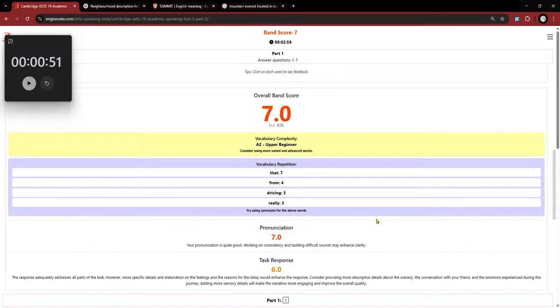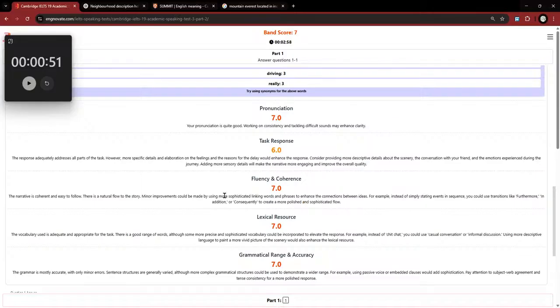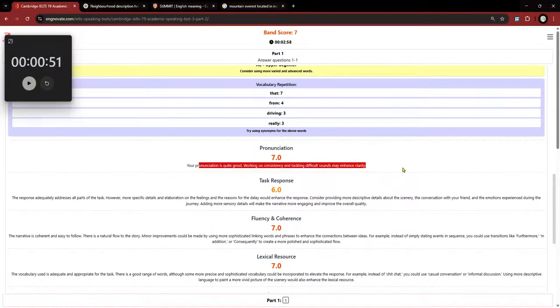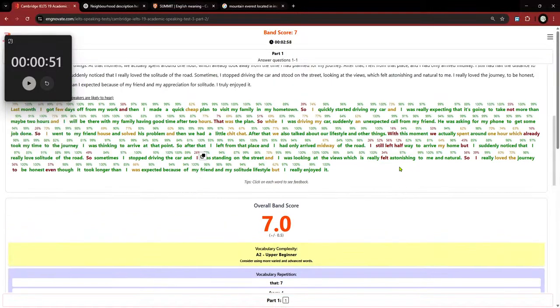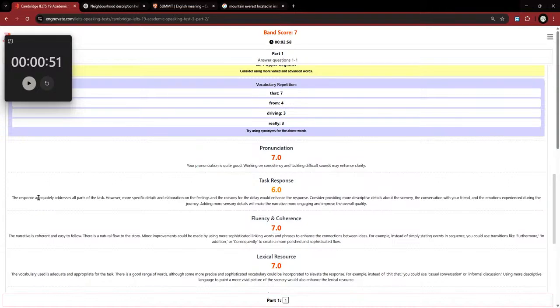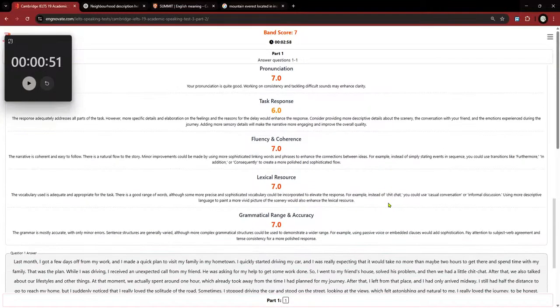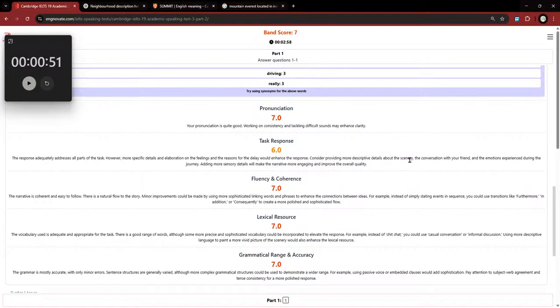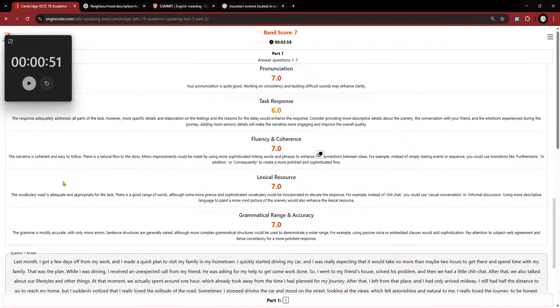Okay, 7. Finally. What made the difference from this one to that one? Pronunciation good. The responses were adequately addressing the task, however, more specific details in responses, especially the conversation you had with your friends, emotion experience during the journey, adding more sensory details. I think grammatical mistakes got better than before. The narrative was engaging, improving the overall quality, coherent and easy to follow.